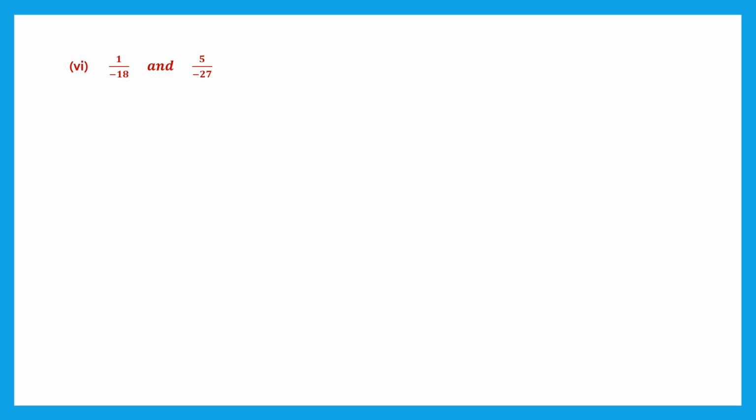Question 6. Here we have 1 by minus 18. So let's remove that minus sign from there and put it for the numerator. Similarly, the second one is 5 by minus 27. Let's remove this and put it on top. It becomes minus 5. So let's write the question. Minus 1 by 18 plus minus 5 by 27. Now let's find the LCM of 18 and 27.